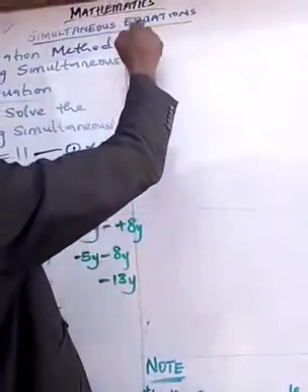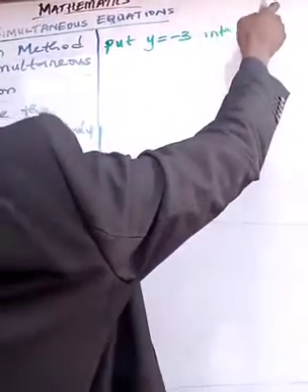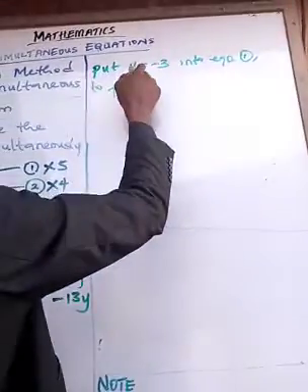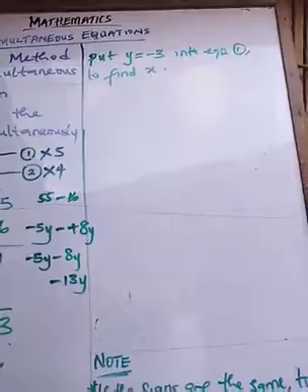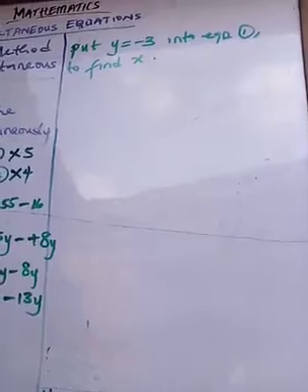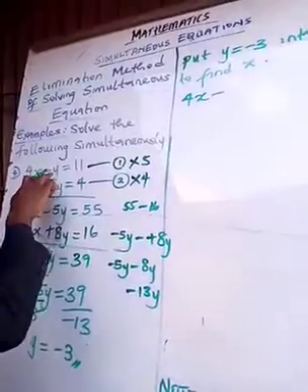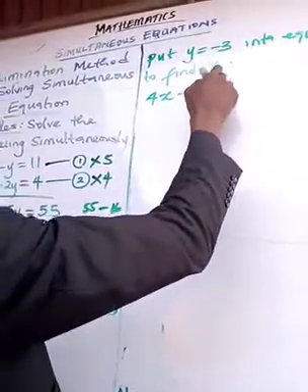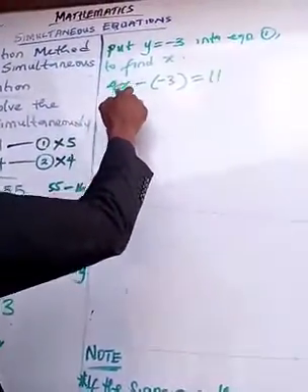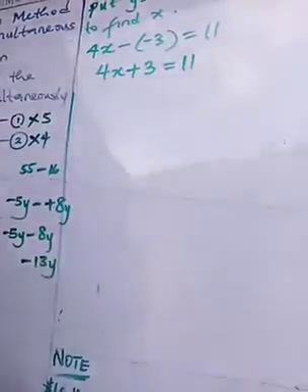So put y equals to minus 3 into equation 1 to find x. So what this means is that in equation 1, anywhere we see y, we are going to put minus 3. So let's see. So this is equation 1. We have 4x minus, so instead of writing this y, we put minus 3 is equals to 11. So this is 4x minus times minus, that's plus 3, is equals to 11.